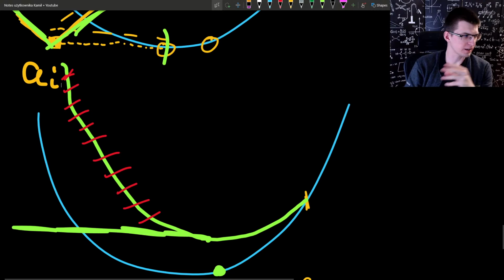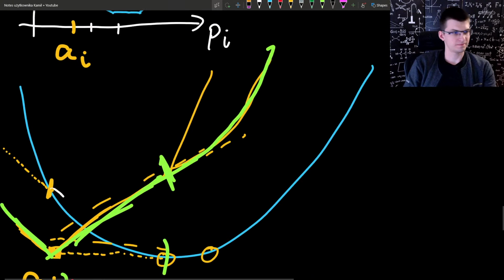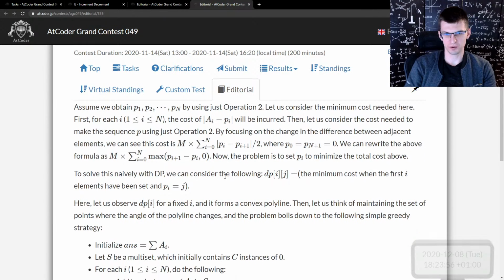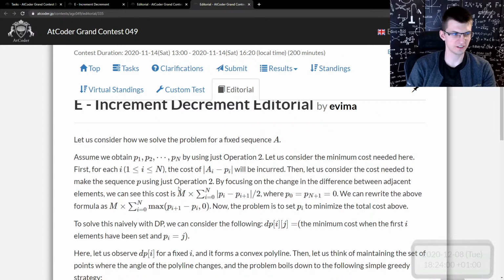Okay, anyway, I can believe that this is all convex. But this problem overwhelms me. I'm going to just finish reading the editorial.